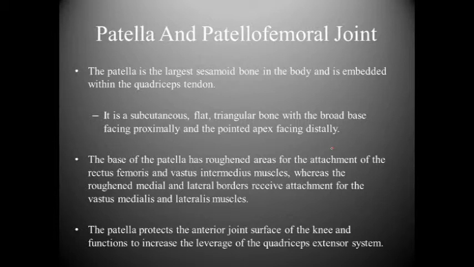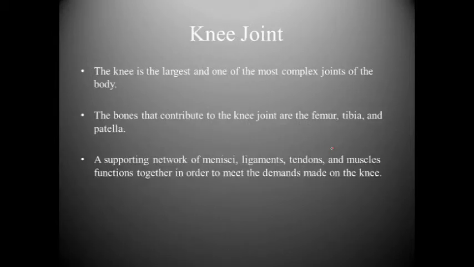The base of the patella has roughened areas for the attachment of the rectus femoris and vastus intermedius muscles, whereas the roughened medial and lateral borders receive attachment for the vastus medialis and lateralis muscles. The patella protects the anterior joint surface of the knee and functions to increase the leverage of the quadriceps extensor system.